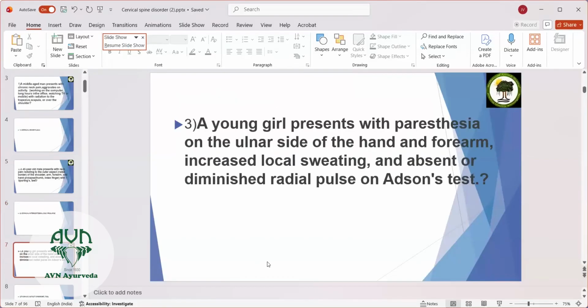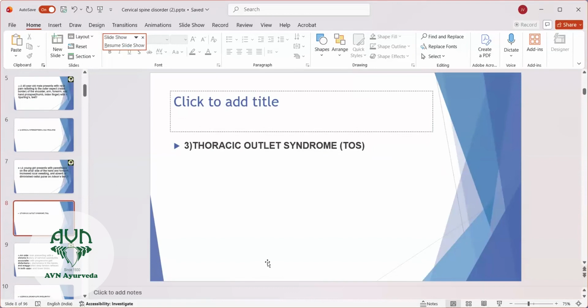A young girl presents with paresthesia on the ulnar side of the hand and forearm, increased local sweating, and absence or diminished radial pulse on Adson test. What is the diagnosis? TOS, thoracic outlet syndrome.